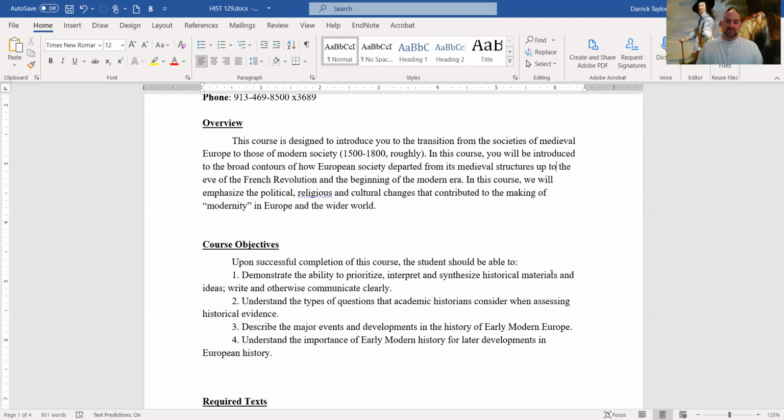Three, describe the major events and developments in the history of early modern Europe. Obviously, if you're supposed to learn stuff in this course, you will. And then four, understand the importance of early modern history for later developments in European and world history, actually. What happens in this period is that the nations of Europe become, by the end of the period we're talking about here, important, powerful forces in the world, which they have not been, as we'll see, up until this period in the Middle Ages.